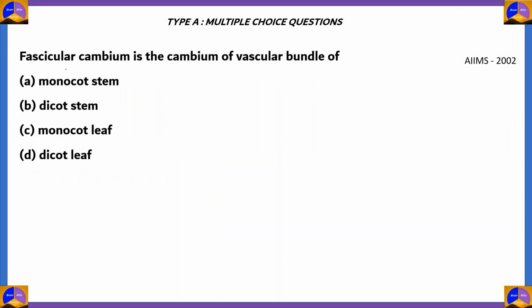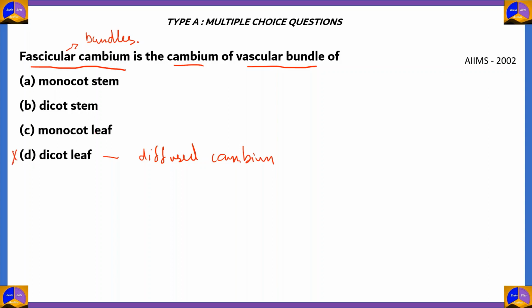The next question. Fascicular cambium is the cambium of vascular bundle of A. monocot stem, B. dicot stem, C. monocot leaf, and D. dicot leaf. Now, fascicular is the cambium found in bundles. Let's look at each of our options. Option D, dicot leaf. It has diffused cambium. And therefore, option D is incorrect.